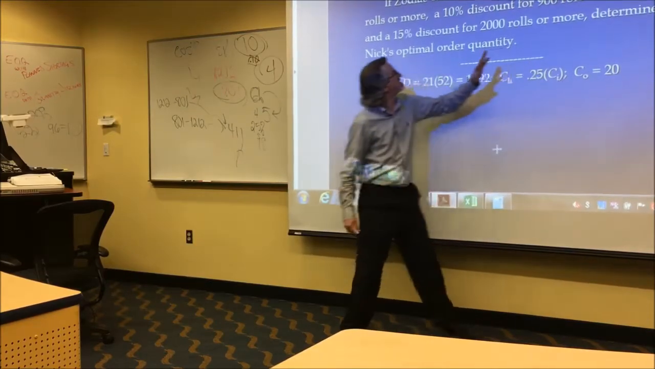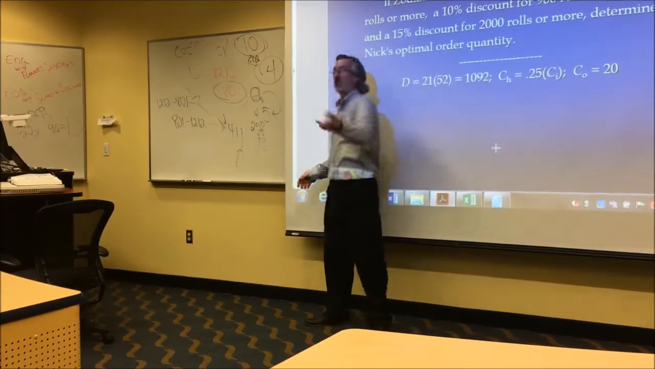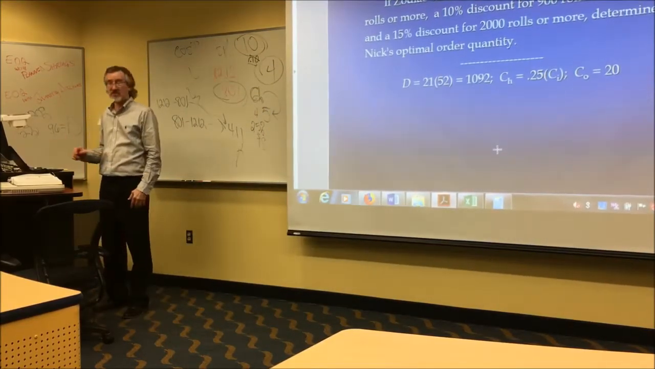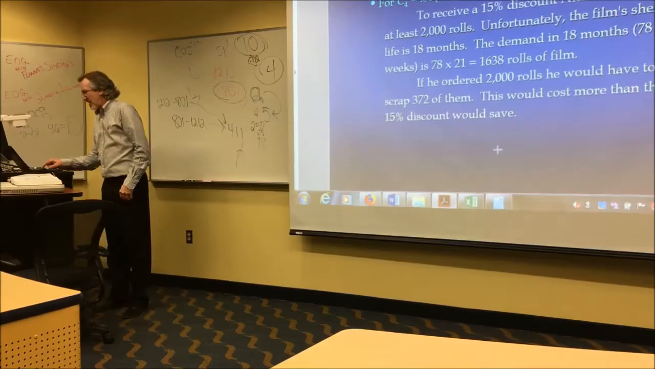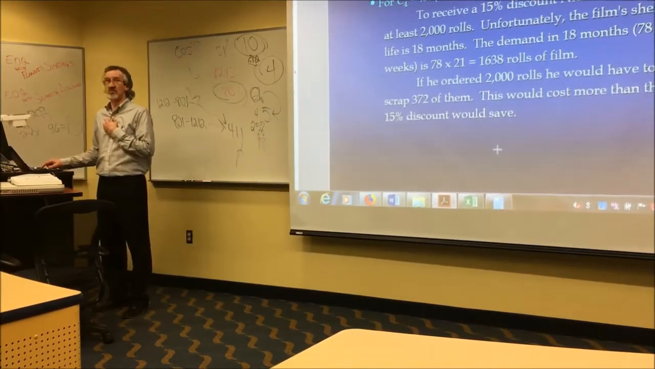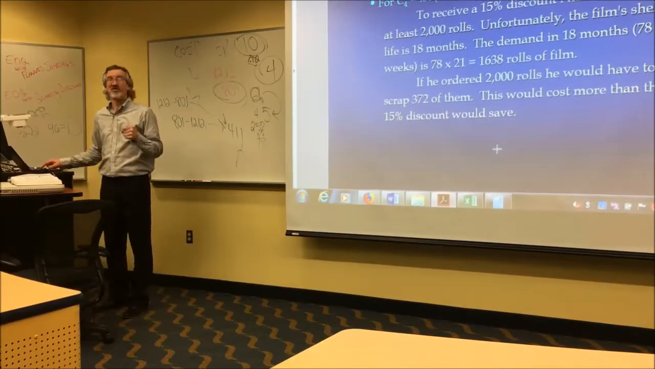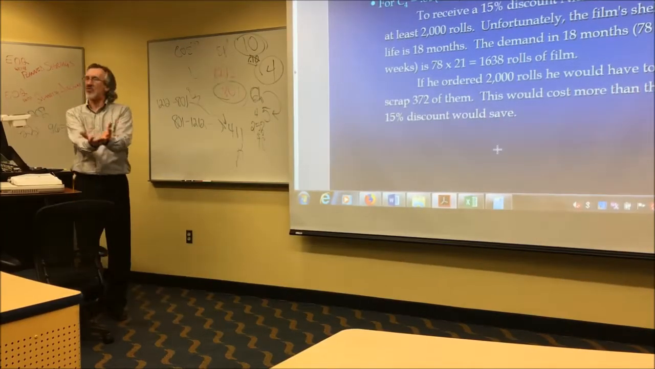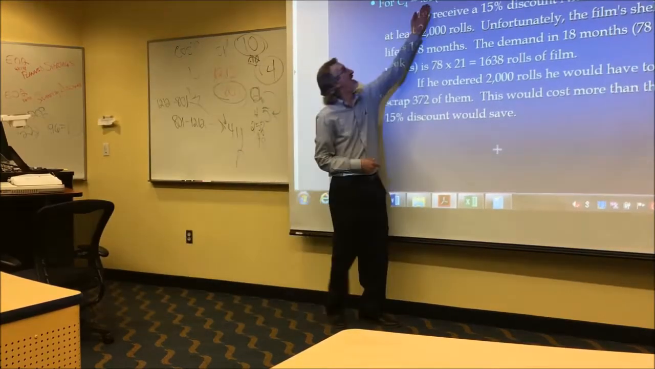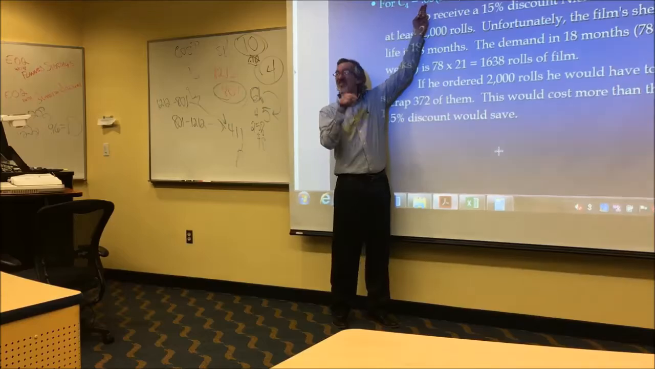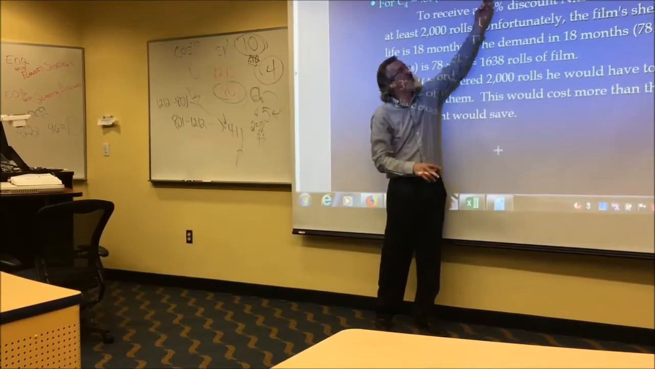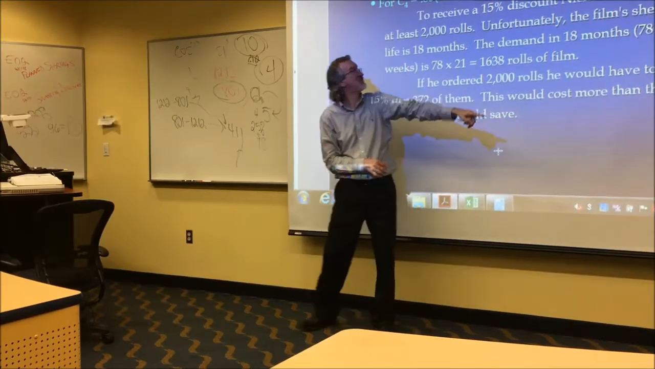Our ordering cost is $20 every time we place an order. That doesn't change. It doesn't matter how many we order, it's still going to cost $20. Now we're going to start with the biggest discount. The first thing we do is figure out what price below $3.20 we could get this film at. A 15% discount means we pay 85% of our original price, so instead of $3.20, we could get all of these rolls for $2.72.